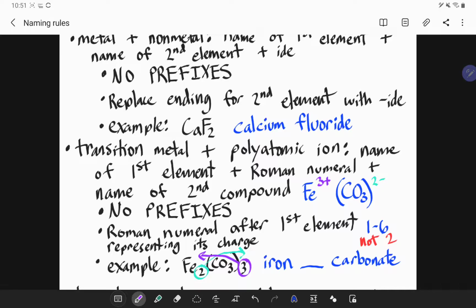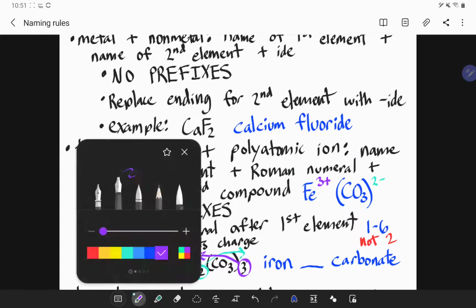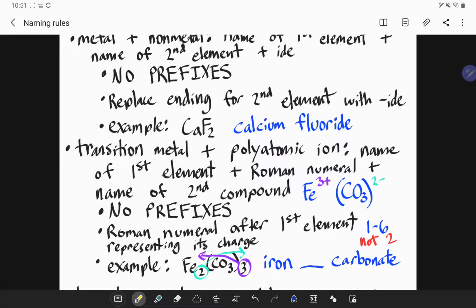So let's look at the overall point of this up here. So we have two irons, designated by this 2 right here. And then we also have 3 carbonates, described by this 3 right here. So what we're going to do is we're going to take this 2 and say we have 2 positive 3 charges. So we have an overall charge here of positive 6.